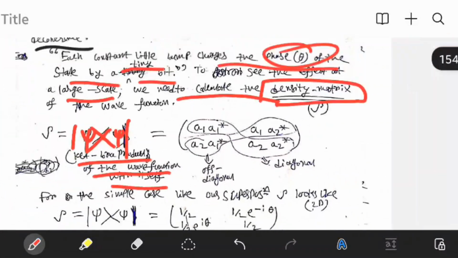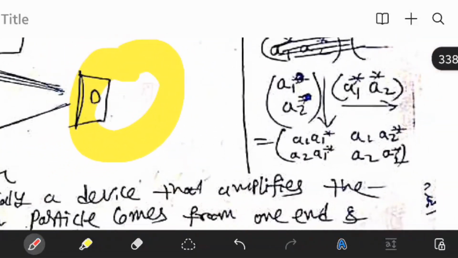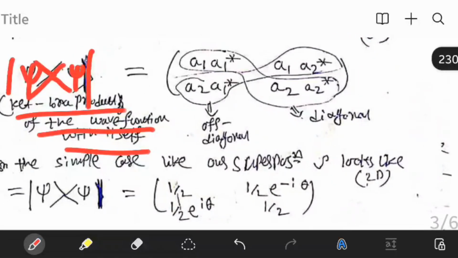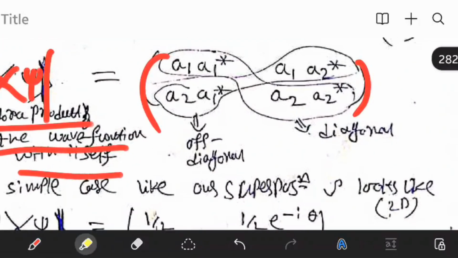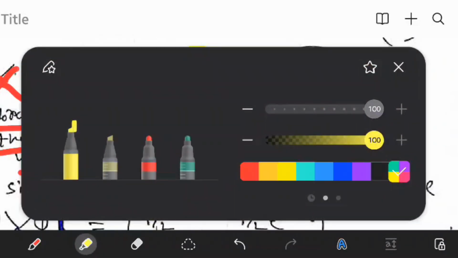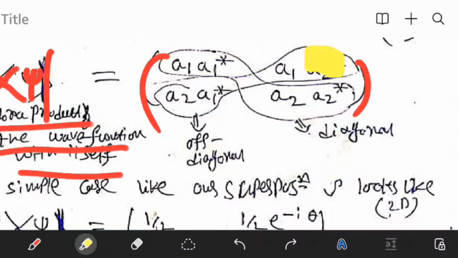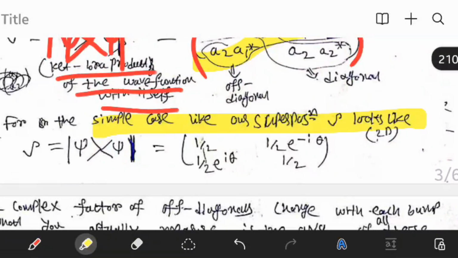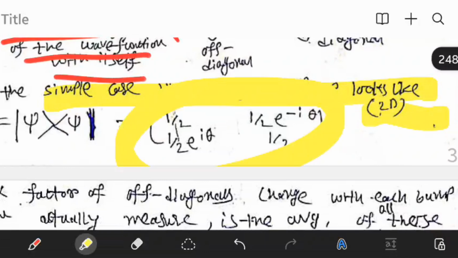So if you do the multiplication, the steps are shown here. You will end up with a matrix, sorry, which looks like this. These terms are called the diagonal terms, and these ones are called off-diagonal terms. So in our simple case, the energy density matrix will look like this.